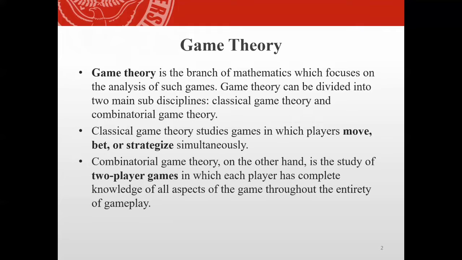Combinatorial game theory, on the other hand, is a study of two-player games in which each player has complete knowledge of all aspects of the game throughout the entirety of the gameplay. These games are usually played on a turn-by-turn basis and do not typically involve elements of chance. Examples include chess or checkers. Furthermore, combinatorial games are said to be impartial if all players have the same set of possible moves from each position. Otherwise, the game is said to be partisan.